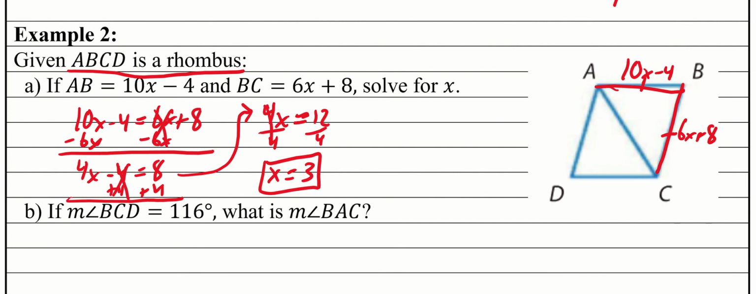Okay, so simple enough. We've seen these kinds of problems many times where basically the expressions that you're given are just being set equal to each other. In this case, I know I can set those equal to each other because this is a rhombus and all the sides are the same.